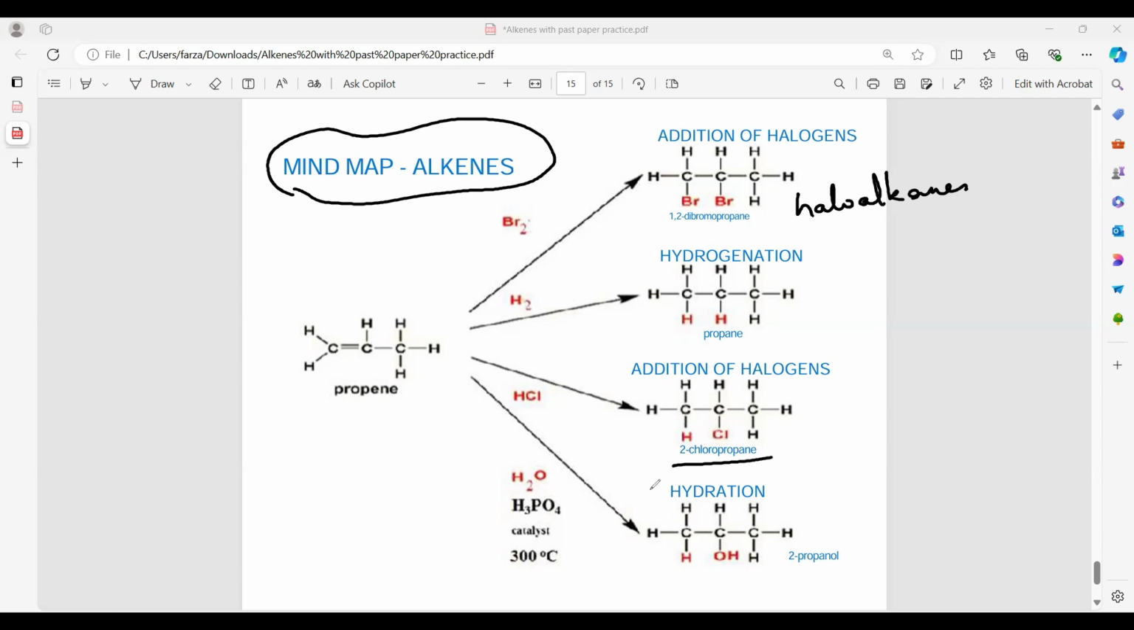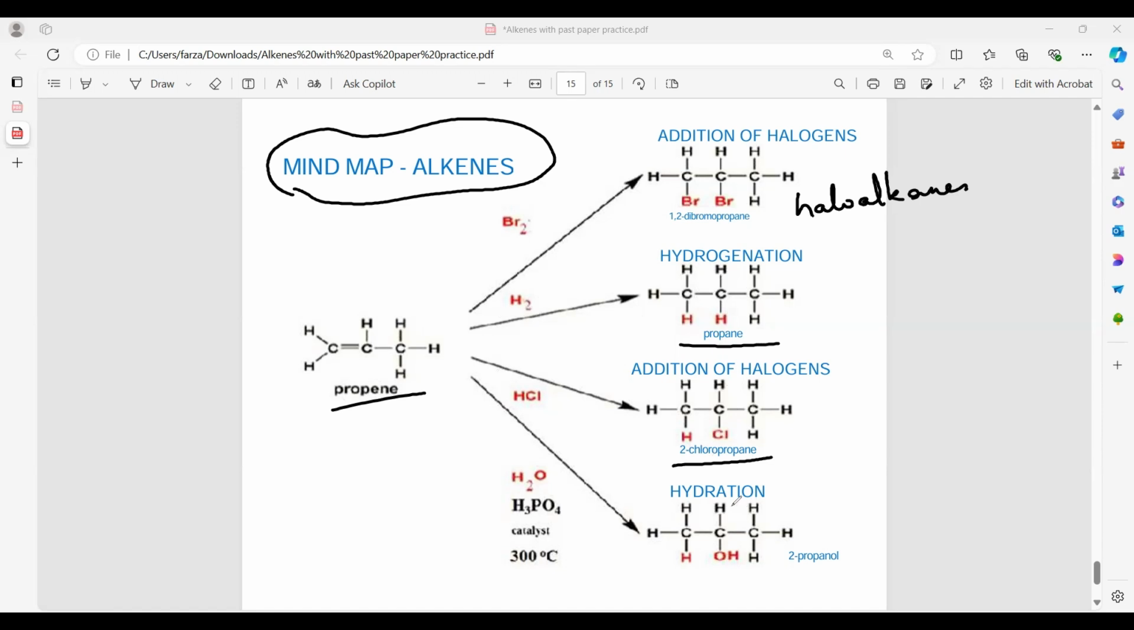So the next reaction is the hydrogenation reaction, similar to the addition of halogens. The double bond breaks open, hydrogen bonds also break open, the atoms combine with each other, and the process is called hydrogenation, where an alkane is produced. So propene becomes propane.